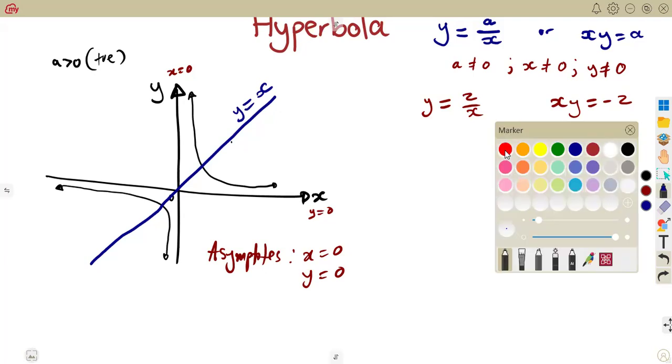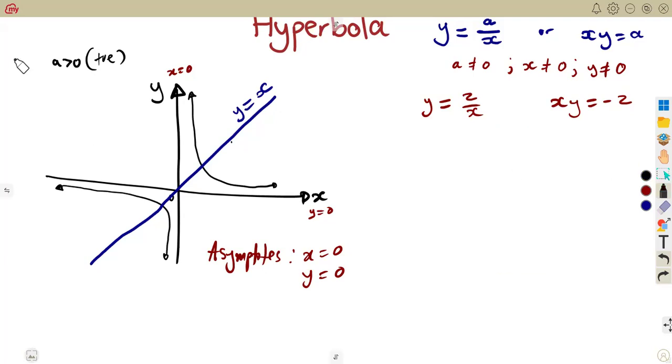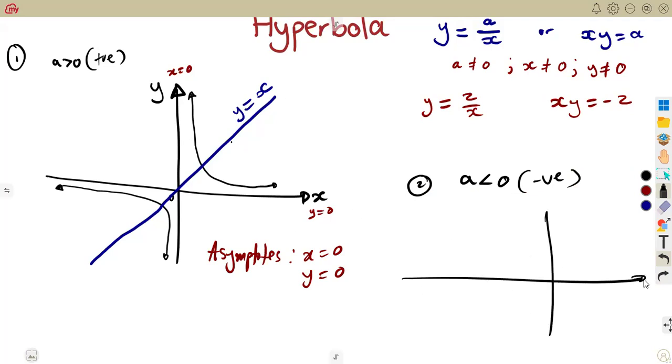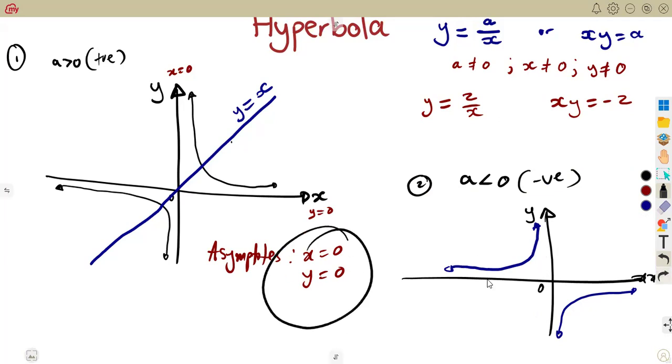This function is going to be opposed when our a is less than 0, when we talk of the negative values, just like what we had on our Cartesian plane, but this time the graph is going to be obtained in the second and the fourth quadrant, like this. That is the condition this time, where x cannot be equal to 0, y cannot be equal to 0. So those are the asymptotes, just like what we had before.